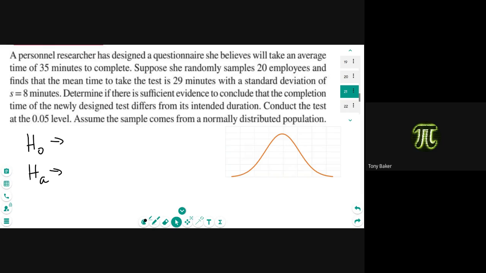All right, what's my null hypothesis? Mean equals 35. What's my alternative hypothesis? Not equals 35. It says differs from, which means above or below. All right, so this is a two-tailed test. My significance level is 0.05.